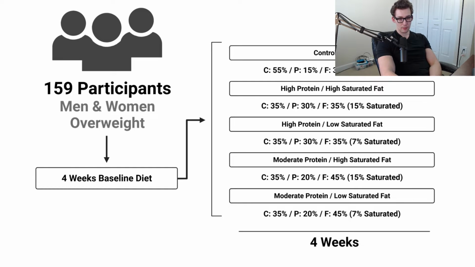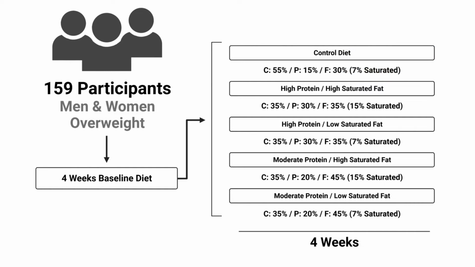All right, so let me remove myself real quick so you can actually see this. I'm just distilling here the study design. So they had 159 participants, men and women, all overweight, so a BMI of at least 25 or higher. I realize that, as always, people hear BMI and they immediately want to dismiss things. But when you're talking about the average person, BMI can be pretty useful. So all these individuals were overweight, and they were put on a 4-week baseline diet.